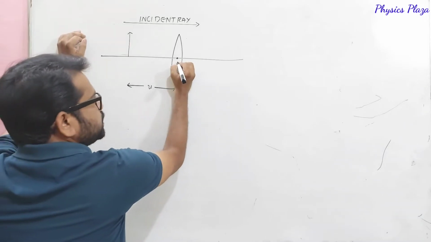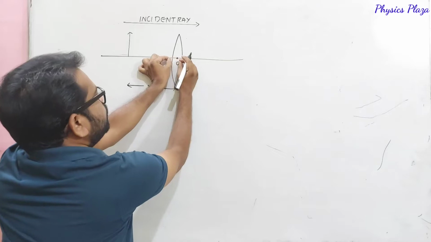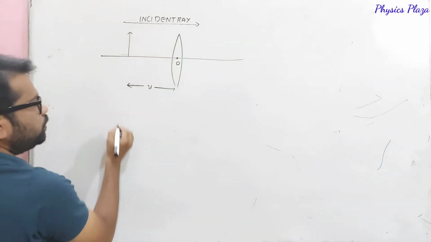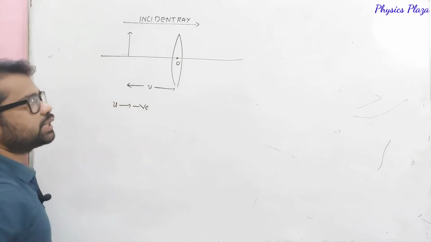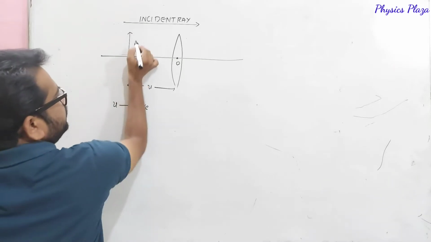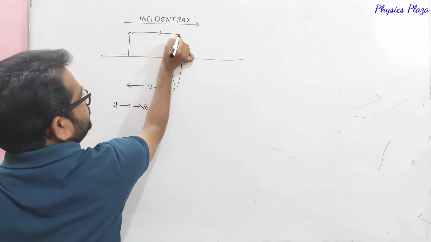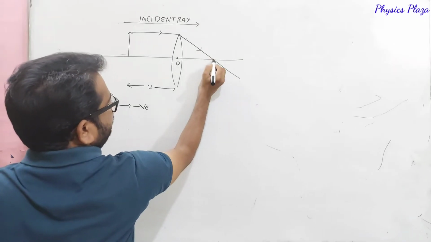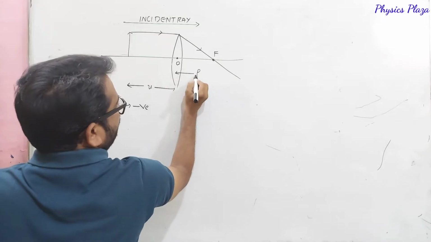So I must start from O and go towards the object like this. But the light rays are going to the right side. So u is taken as negative here. And children, these light rays are coming like this, and after refraction they will pass like this. And this is actually the focus, and this is going to be the focal length.